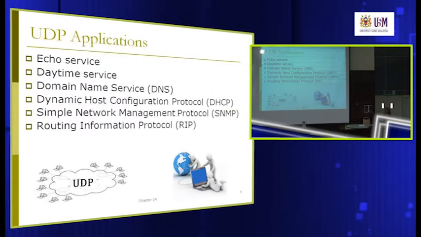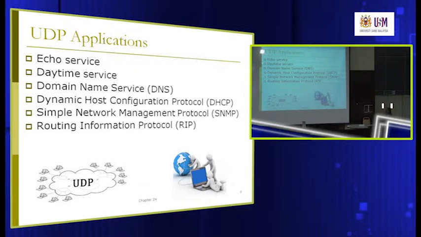So who uses UDP services? As shown in the table earlier, echo service, daytime service, DNS. DNS, remember? When this machine starts up, it doesn't have its IP address, it needs to get the IP address from a DNS server. So this machine will send a UDP packet to the DNS server and say, please give me the IP address. Then the DNS server will reply to this machine and say, okay, I put the IP address in the data part of the UDP packet. Here you go. Then this will receive the IP address as data. Again, using UDP service.